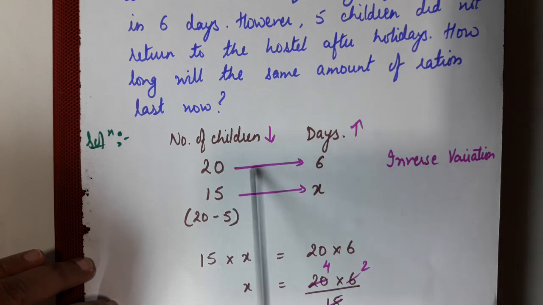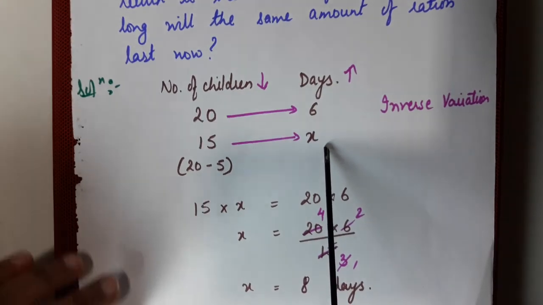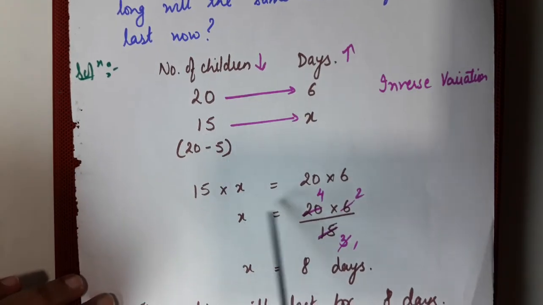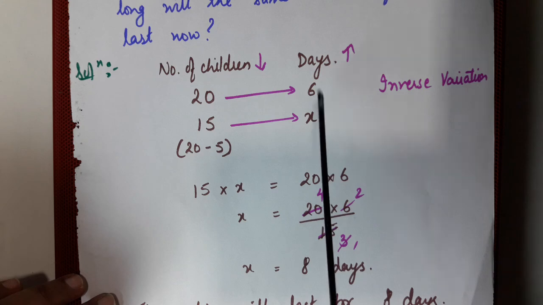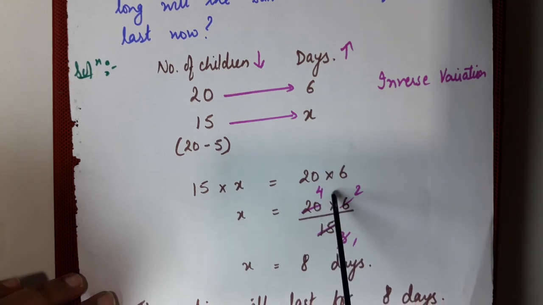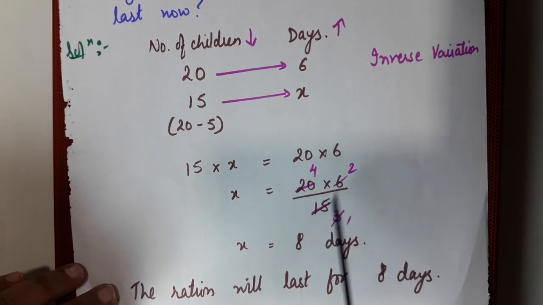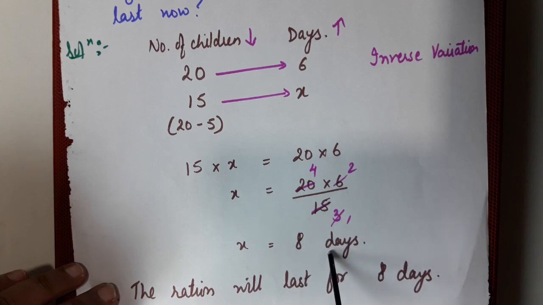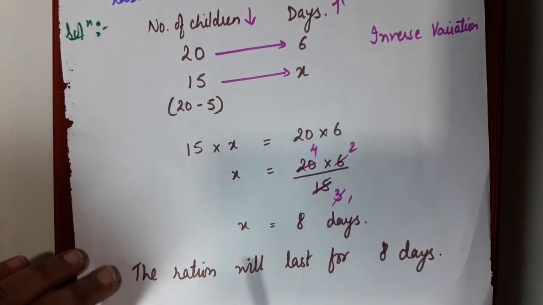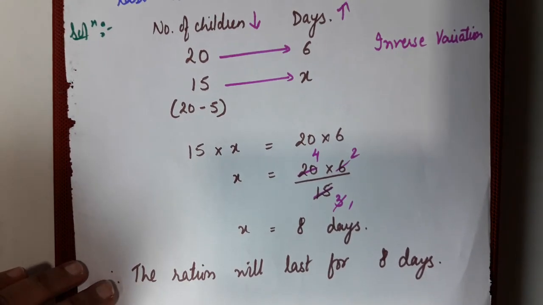Inverse variation, what do we do? We do straight multiplication. Okay, so now 15 will be multiplied by x. So 15 into x equals 20 into 6. 15 is in multiplication, so it will go to the other side and become division. Reduce it and you get the answer as 8 days. So the required ration will last for 8 days.